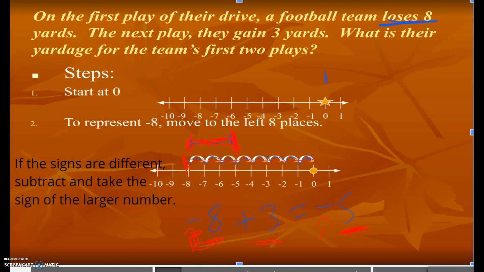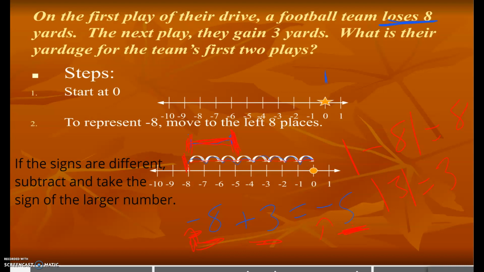Here's what I mean by larger number. What I really mean is the number with what we call the largest absolute value. That means the largest distance from 0. Negative 8 is 8 spaces from 0. 3 is 3 spaces from 0. And so since we went further from 0 in the negative direction, it's going to end up with a negative sign. The 3 wasn't enough to get it to the positives.